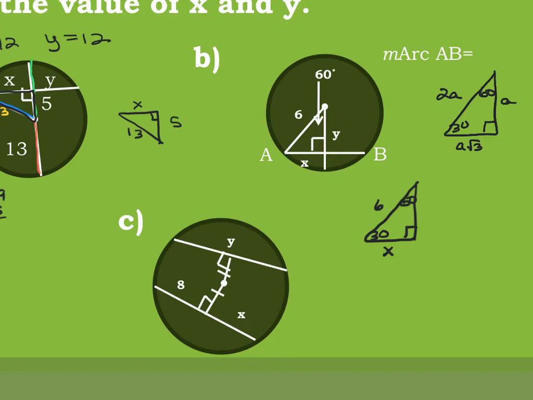So let's go ahead and see if we can figure out what x is. So I know that if this 6 is supposed to represent 2a, I'm going to set 6 equal to 2a, divide by 2, a equals 3, so 3 over here, and then the side across from 60, which is x, is supposed to be a square root 3, so x is equal to 3 square root 3.